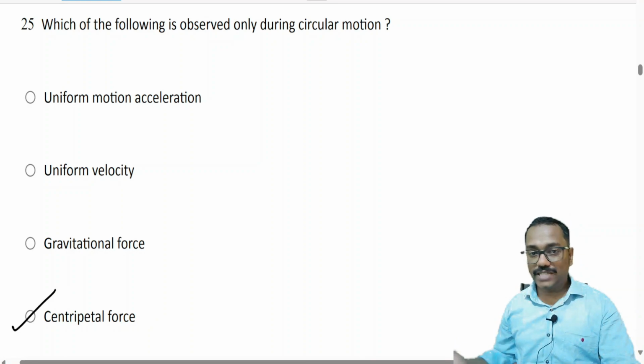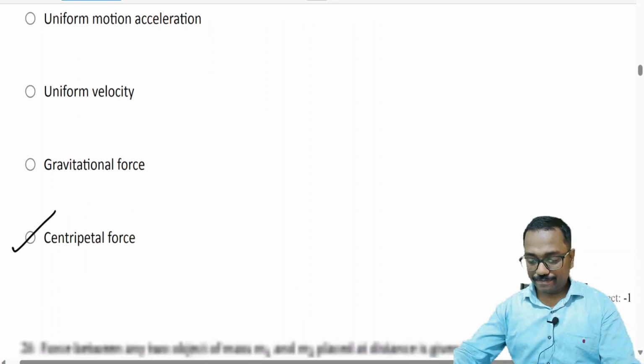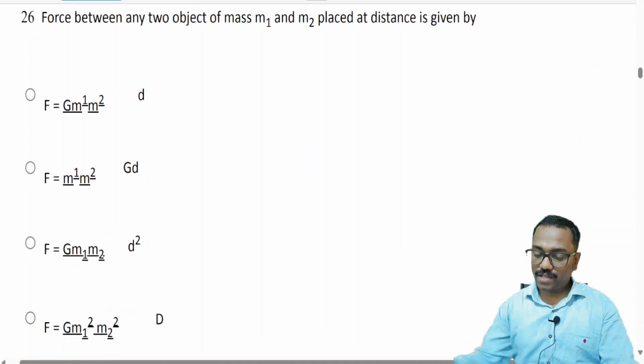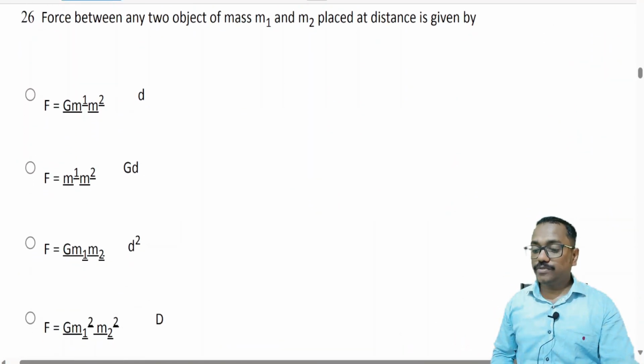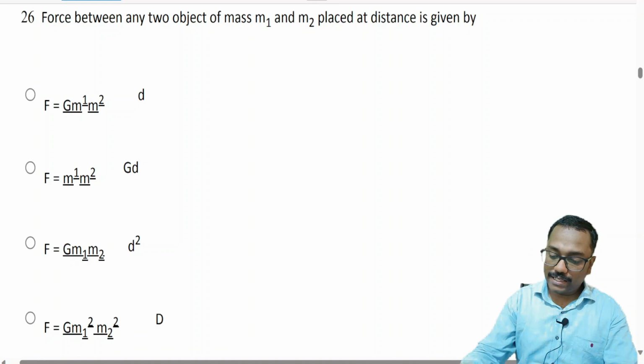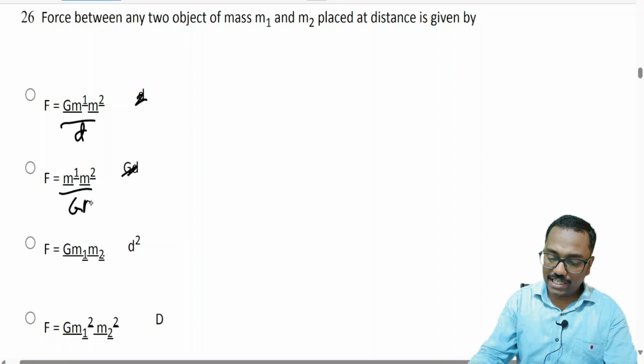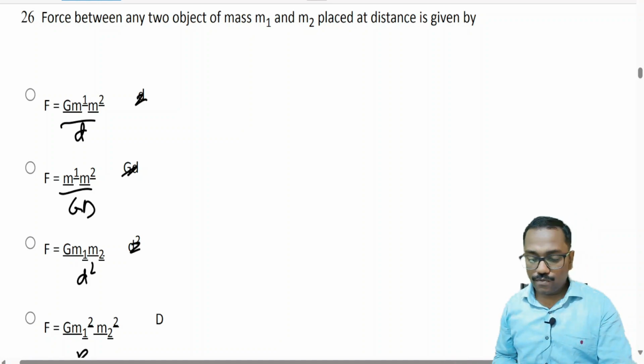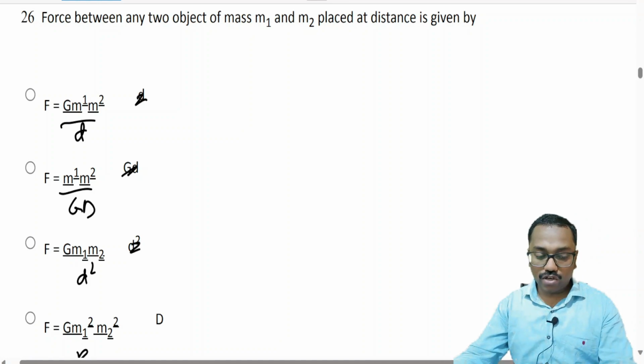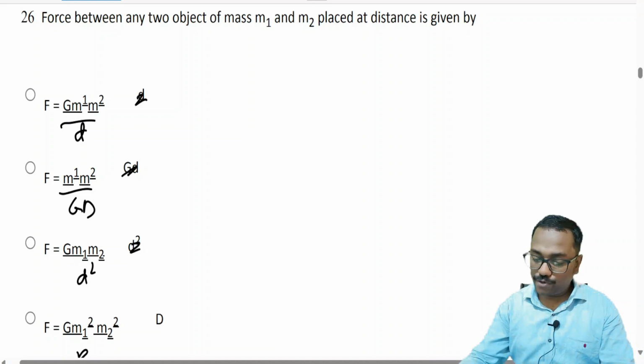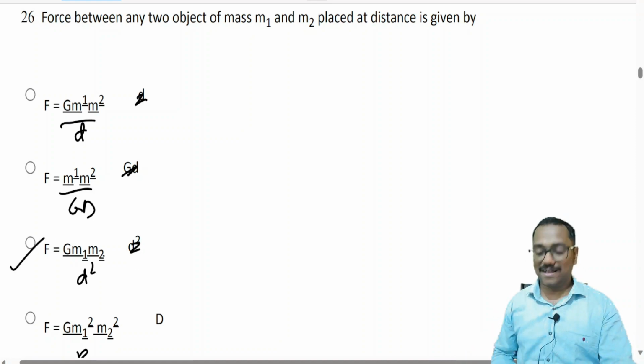Why? Because that object is always seeking the center. Now 26th question. Force between any two objects of mass m1 and m2 placed at distance d is given by. So here a little question misprint is there. The options below are d, gd, d square and d. So the correct answer to the question, you already know, F is equal to G m1 into m2 upon d square. So this is your answer.